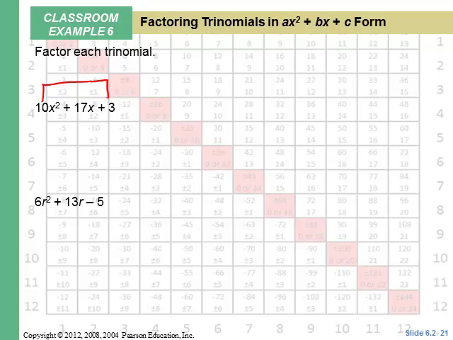So multiply those two is 30 and 17. Here's 30 and 13, 30 and 11. 30 and 17 isn't on here because it's what two numbers multiplied equal 30 and added equals 17: 15 and 2. So we have 10x squared plus 17x plus 3 splits into 15x plus 2x.